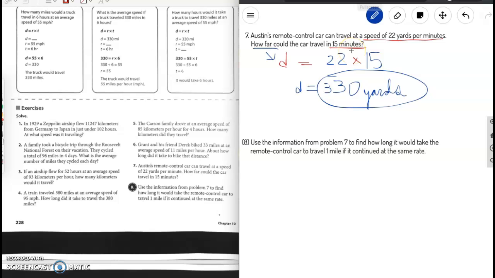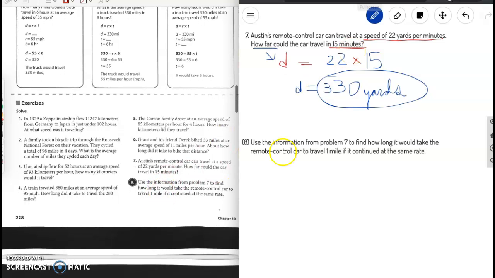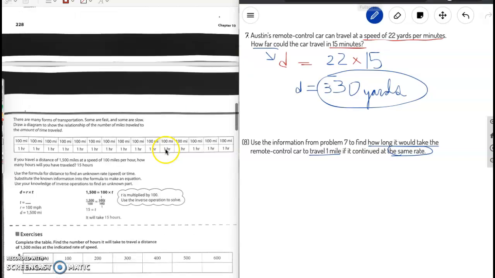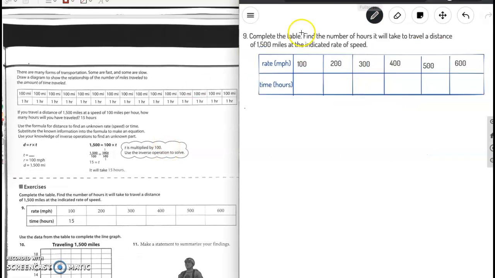Wow. Okay, we're going to do 8 together. Use your information from problem 7 to find how long it would take the remote control car to travel 1 mile if it continued at the same rate, same speed. Since this is an even number, I would actually like to challenge you guys to try number 8, and let's go over this during our Zoom session. Let's go to our next page.